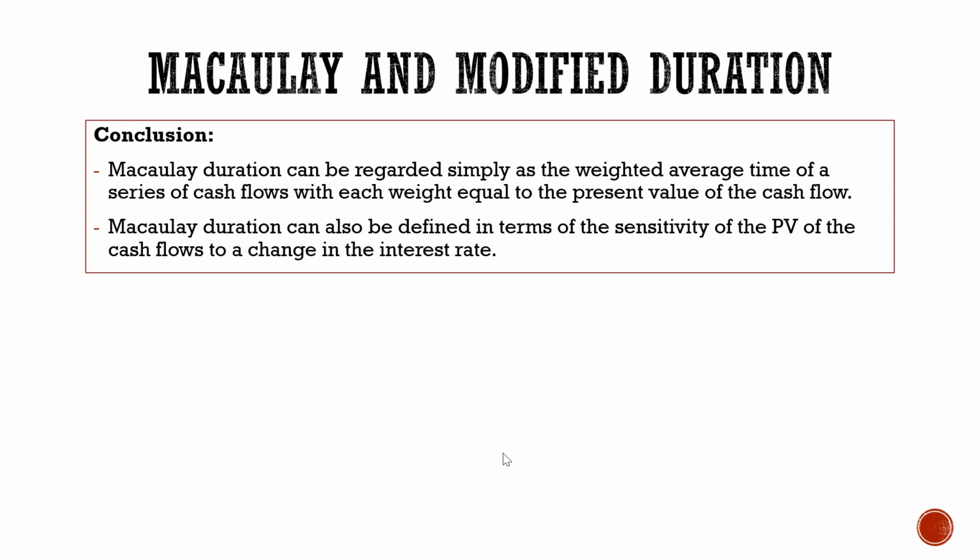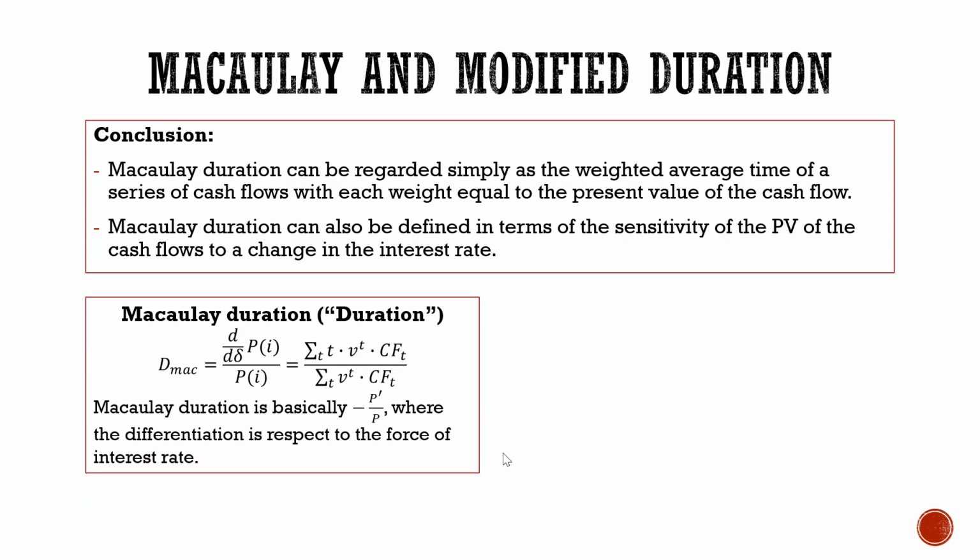when we learn about measurement of interest, remember there are two types of interest, the force of interest rate and the effective interest rate. So corresponding to these two interest rates, we have two durations. The Macaulay duration, or simply called duration, is calculated using the force of interest rate. So Macaulay duration is just the first derivative of the present value function divided by the present value, and that is the summation of t times v to the t times cash flow over the summation of v to the t times cash flow. We can understand Macaulay duration as basically negative the first derivative of the price over the price, where the differentiation is with respect to the force of interest rate.